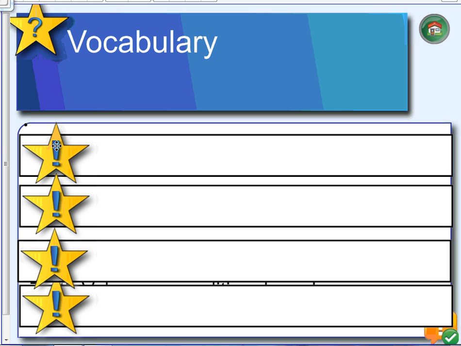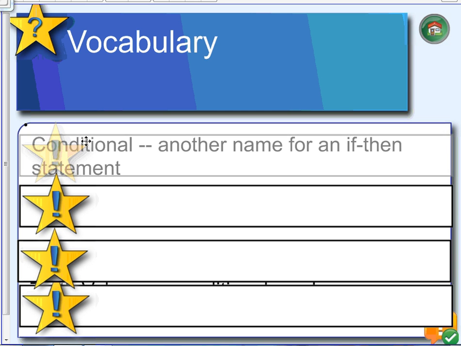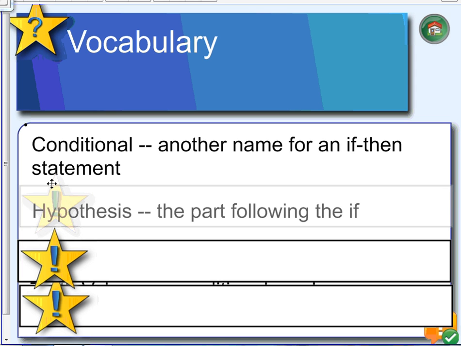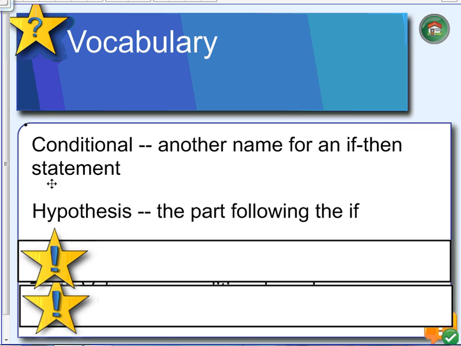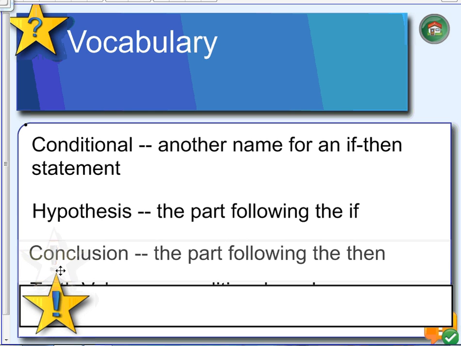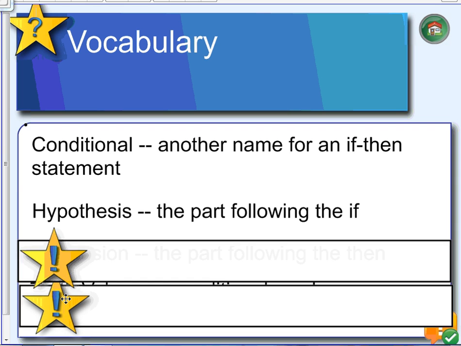Alright, so there are some vocabulary words that go along with this. The first one is a conditional. A conditional is another name for an if-then statement. The next vocabulary word we have is hypothesis. The hypothesis is the part of the conditional following the if. The next is a conclusion. A conclusion is the part following the then, so it's the end of the conditional statement.